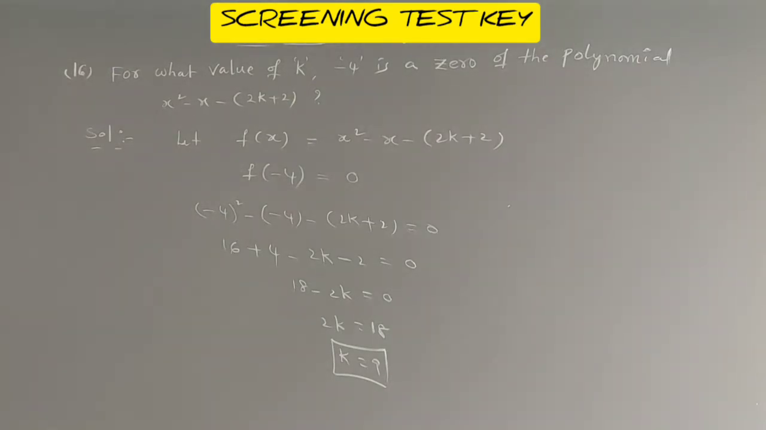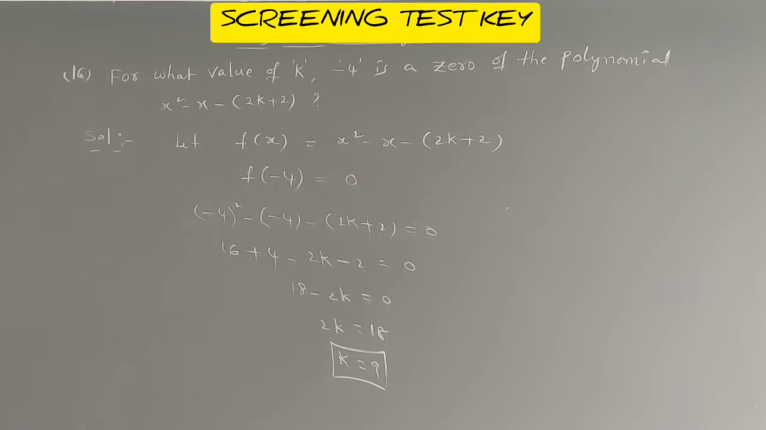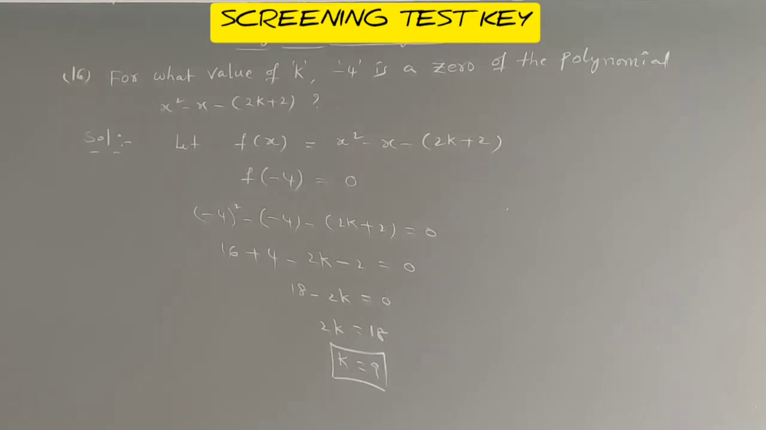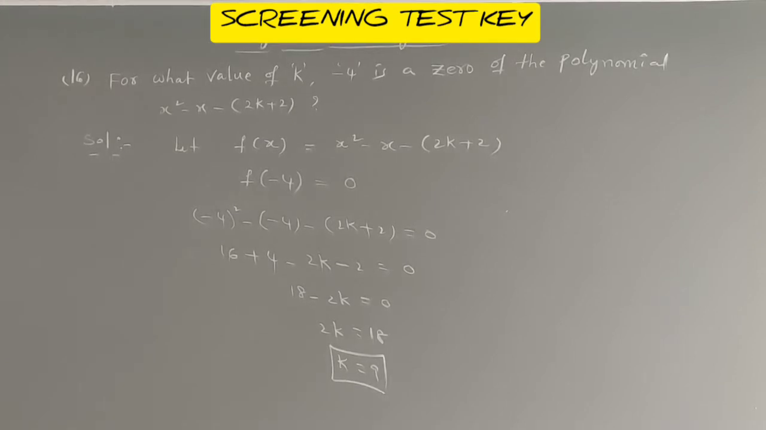Now here, for what value of k is minus 4 a zero of the polynomial x square minus x minus of 2k plus 2 they give. So zero of the polynomial means, let f of x be the given polynomial. Here minus 4 is the zero they give. Therefore f of minus 4 equal to 0. If you substitute x by minus 4, then you will get 18 minus 2k equal to 0, 2k equal to 18, k is 9. k is 9 is the required answer.